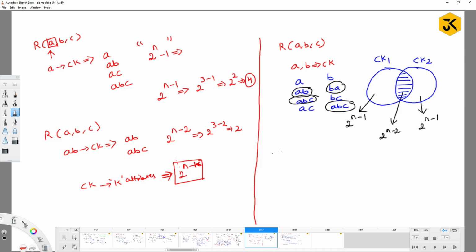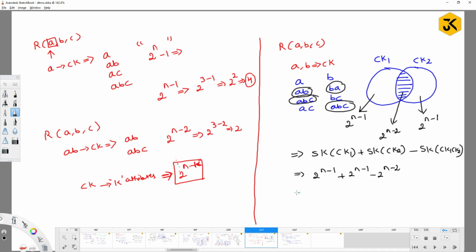So finally, how many super keys are possible? We are going to find the super keys of candidate key 1 plus super keys of candidate key 2 minus super keys of candidate key 1 and candidate key 2. That's why I am writing the combination of both. Meaning that when you consider two attributes as one key, how many are possible? 2 power n minus 2, right? That's the reason I have written like that. So the number of super keys possible is 2 power n minus 1, plus 2 power n minus 1, minus 2 power n minus 2.